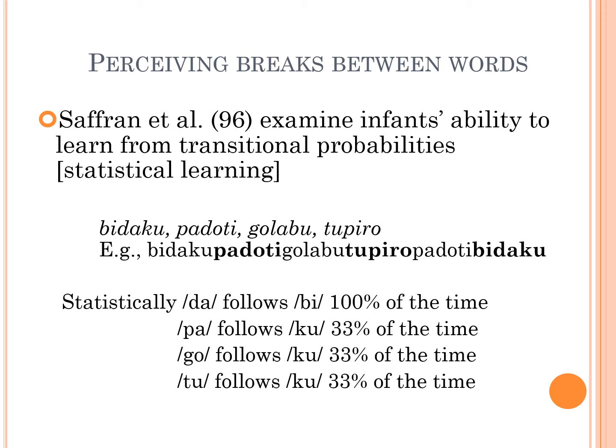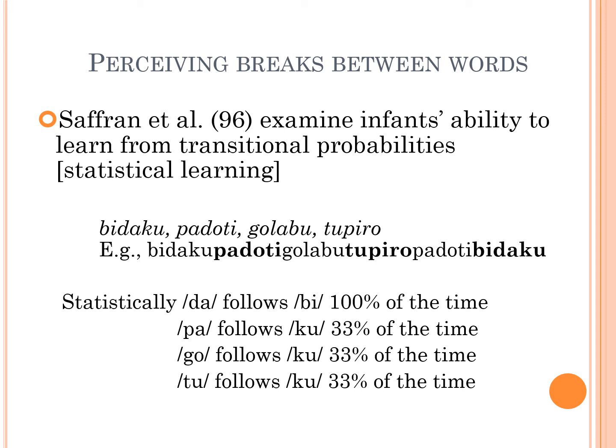So these are 4 non-words that were made up by the experimenters, and they would be repeated over and over again for 2 minutes straight. Bidaku, padoti, golabu, tupiro, padoti, bidaku. It's hard for me to do, but they created this so that they were randomly presented, so they would be following each other about a third of the time. So there are 4 of them.